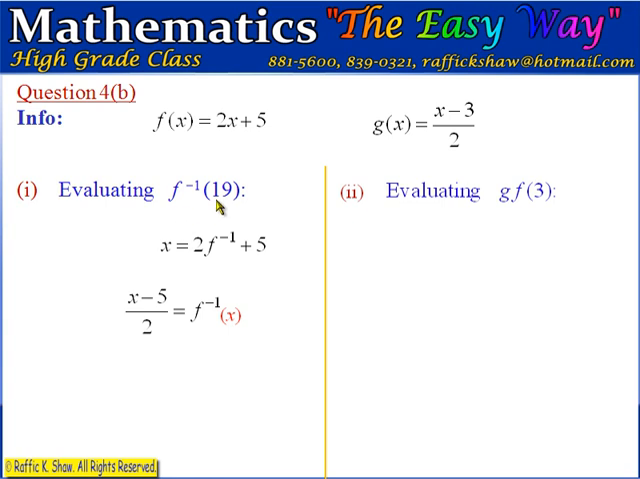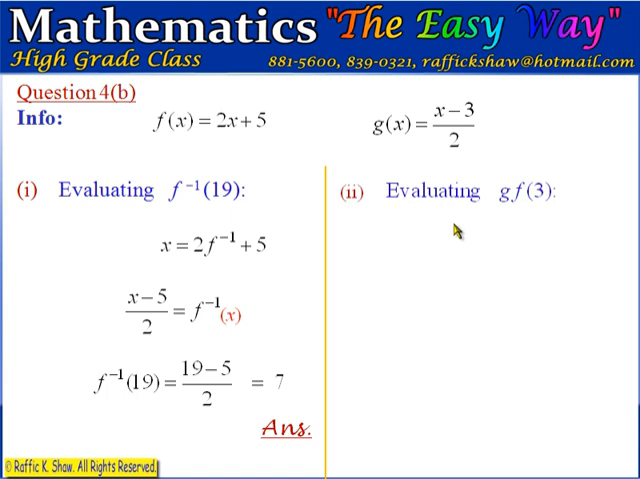So now we can show that. And therefore, if we want f to the minus 1 of 19, we simply substitute the 19 for the x here. And so f to the minus 1 of 19 would be (19 minus 5) divided by 2. And when we do this calculation, 19 minus 5 is 14. 14 divided by 2 is 7. And so f to the minus 1 of 19 is 7.